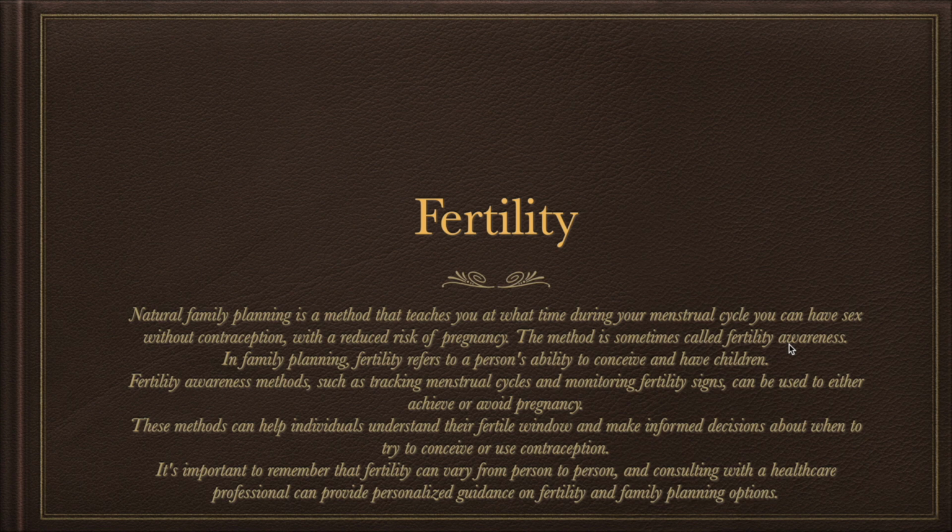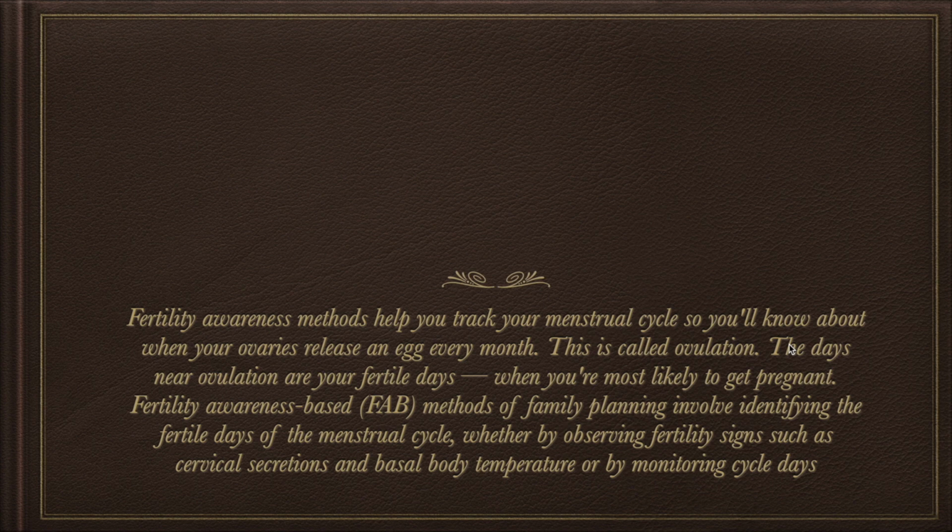The days near ovulation are your fertile days, when you're most likely to get pregnant. Fertility awareness-based methods of family planning involve identifying the fertile days of the menstrual cycle, whether by observing fertility signs such as cervical secretions and basal body temperature or by monitoring cycle days.